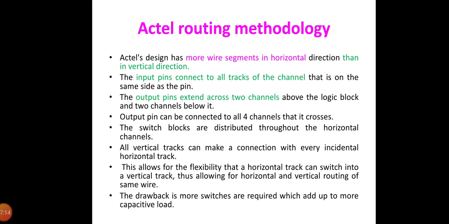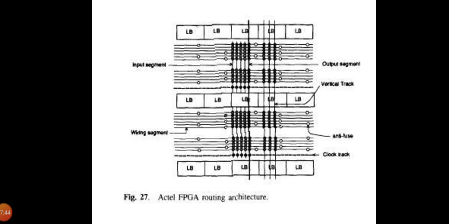The switch blocks are distributed throughout the horizontal channels. All vertical tracks can make a connection with every incident horizontal track. This allows the flexibility that a horizontal track can switch into a vertical track, thus allowing horizontal and vertical routing of the same wire. The drawback here is that more switches are required, which add up to more capacitive load.